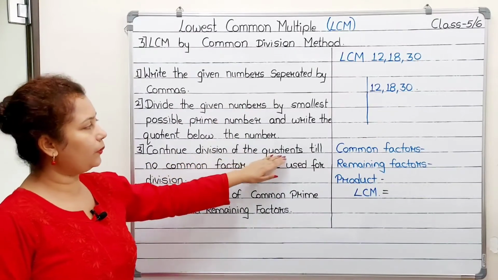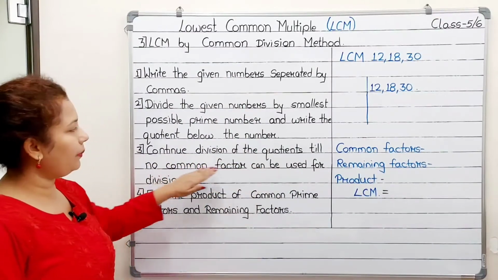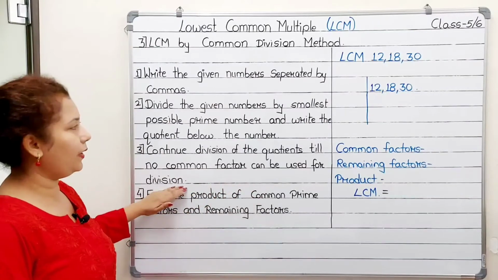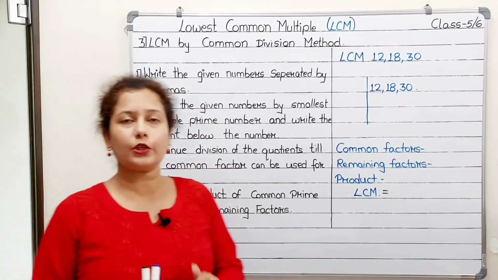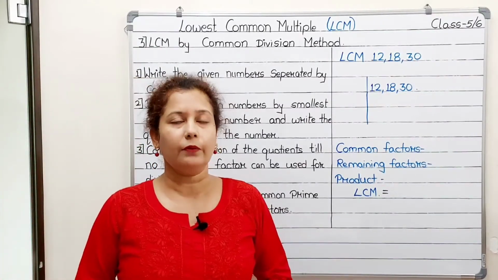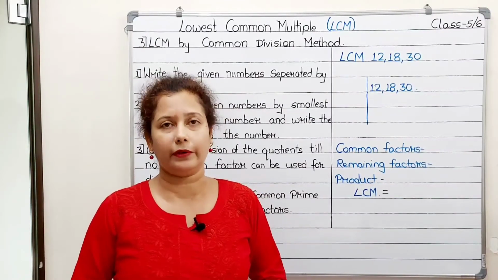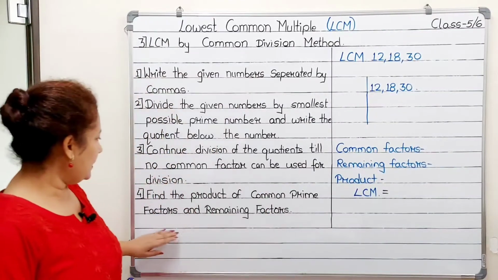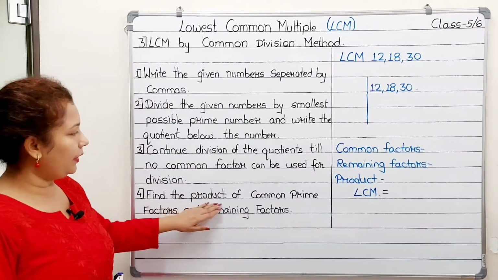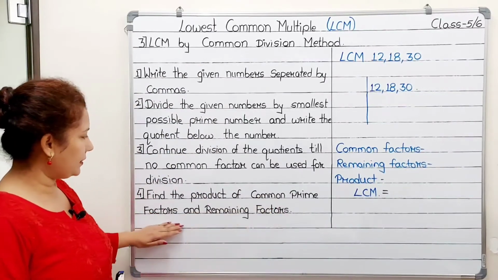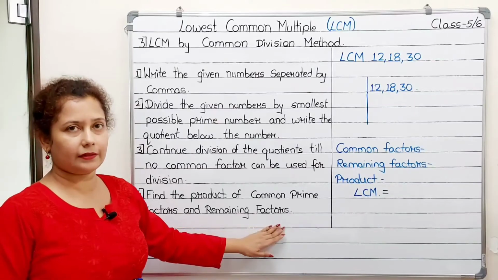Continue division of the quotient till no common factors can be used for division. So we have to stop the process of division when we don't have any factor which can divide all the given numbers. Here the last step is to find the product of common prime factors and the remaining factors.